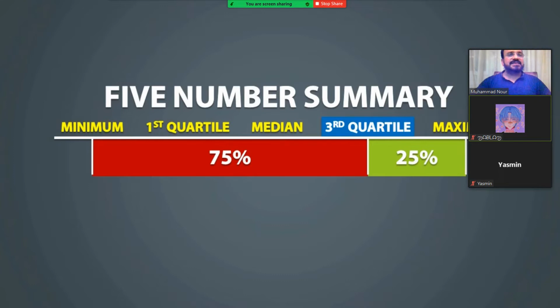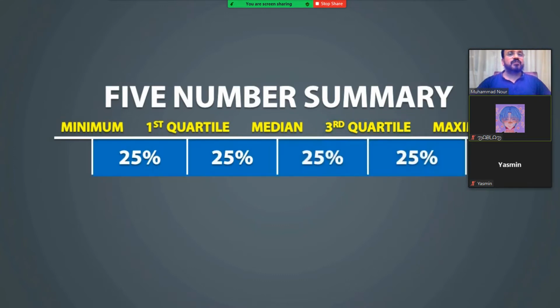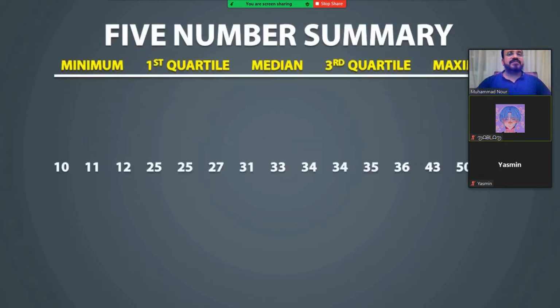The five number summary also gives us a way to divide the data into four equal quarters. So let's determine the five number summary for the following data set. We will start with the median. To find the median, you can look for it visually, and you should find the median is equal to 33.